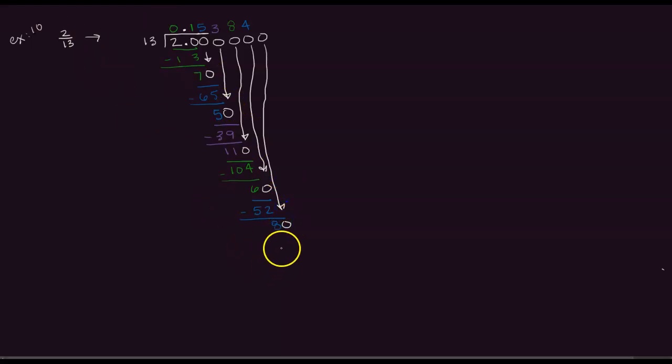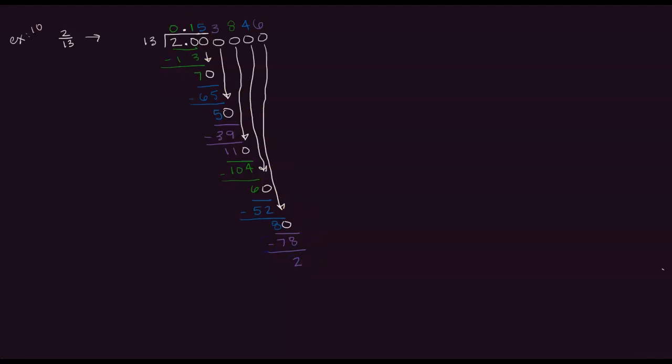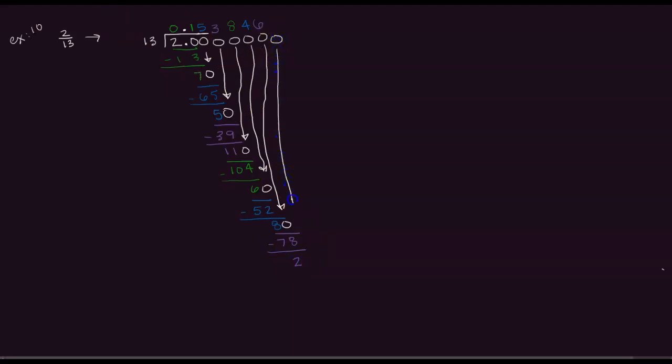We're asking now how many times does 13 go into 80? 13 is going to go into 80 6 times. 13 times 6 is 78. We do our subtraction and we have a 2 left over. That's still not a 0 remainder, so I would add another 0, bring it down, and now I'd be asking the question, how many times does 13 go into 20?